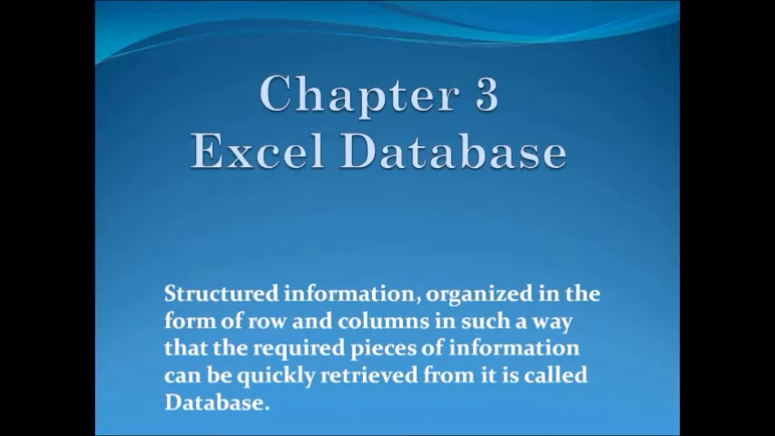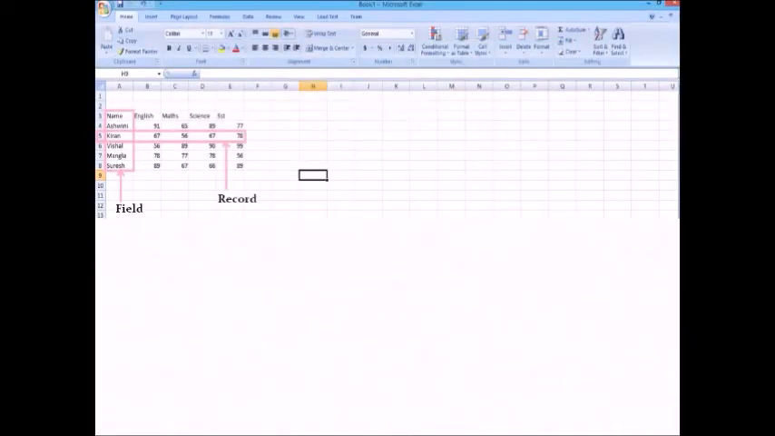What is meant by database? The database means structured information organized in the form of rows and columns in such a way that the required piece of information can be quickly retrieved from it. It is called a database. In this database terminology, the information stored in a row is called a record, while the information stored in a column is called a field.